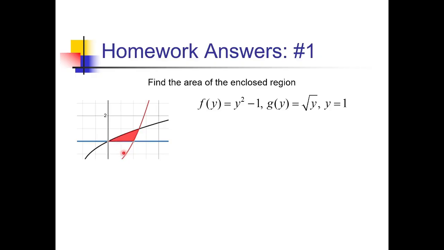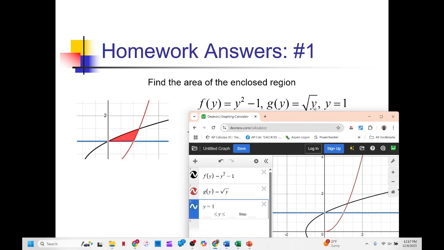In order to do this, we've already got functions in terms of y. We do need to find limits of integration that are y values. The bottom y value of the bounded region is just 1. They kind of gave us that. But we need to figure out where these functions are intersecting up here to get that upper limit. So we're going to figure out where f of y and g of y intersect, and I'm going to go on the calculator and do this now.